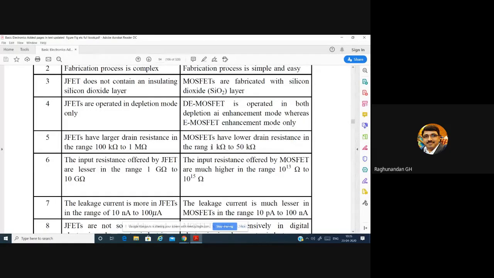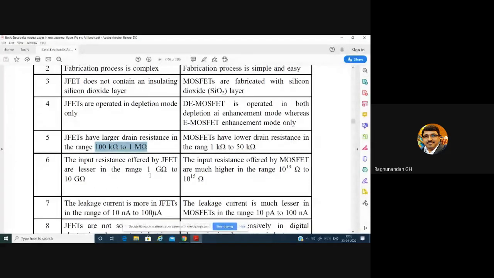So this is the range we are having here, and this is the range we are having here. So you can just imagine it is having 1 mega ohm and it is having 50 kilo ohm range. And coming to this input resistance, that means the gate resistance, it will be lesser, in the range 1 giga ohm to 10 giga ohm. So that it might be in that range.